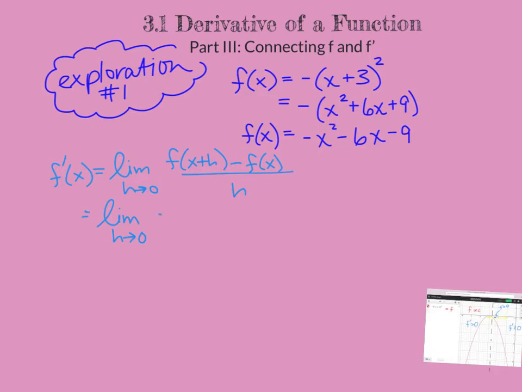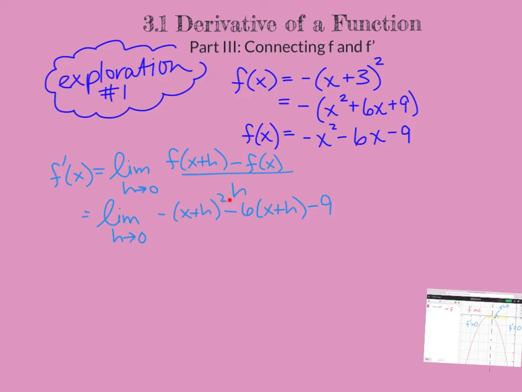So we need to have a negative out front, and then square x plus h, subtract 6 times the quantity of x plus h, then minus 9. So far I've written out f of x plus h. Then we need to subtract f of x, and when we subtract something with more than one term, we need parentheses to ensure that we distribute the negative sign correctly.